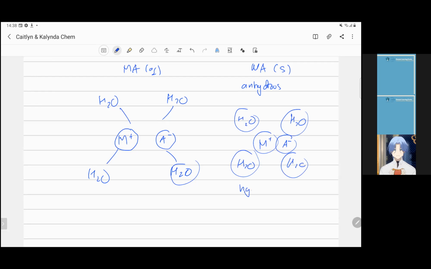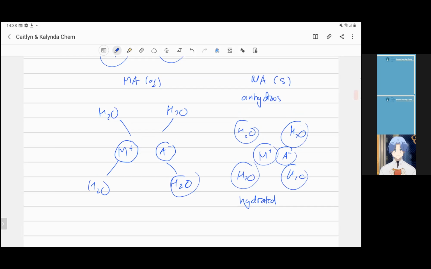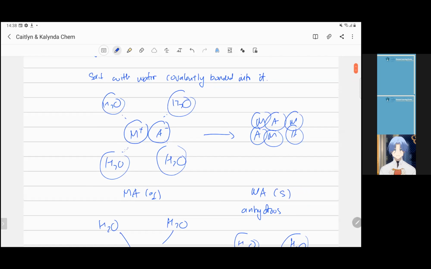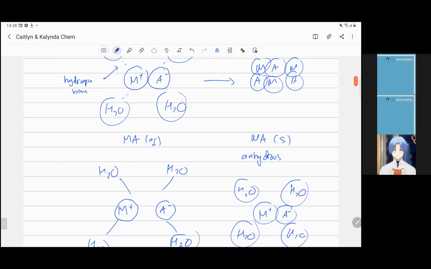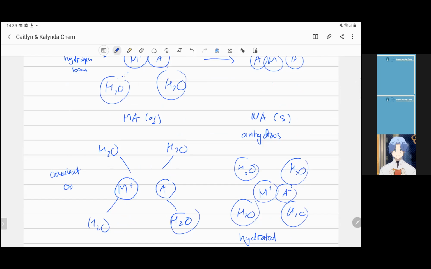This is what we call hydrated. In hydrated, when you dry the salt, the water stays with them, stick with them. Why? Because the bond is covalent bonding, not weak hydrogen bonding. Hydrogen bonding is normally written with a dash, hydrogen bond. While covalent bond is written with a line.